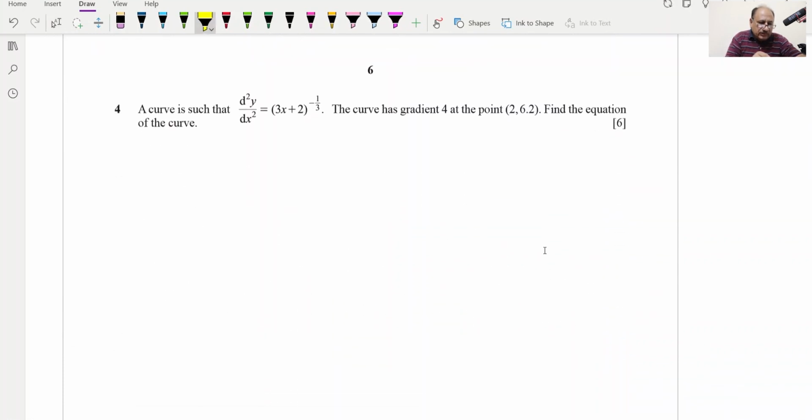Question number 4 says a curve is such that the second order derivative is this one. The curve has gradient 4 at this point. Find the equation of the curve. This is a 6 mark question. So the gradient is the first order derivative, and the second order derivative is provided, so we have to integrate this.